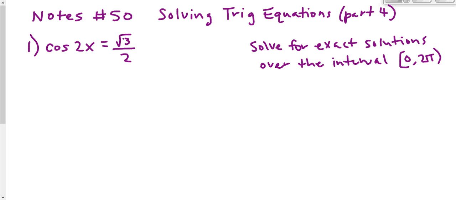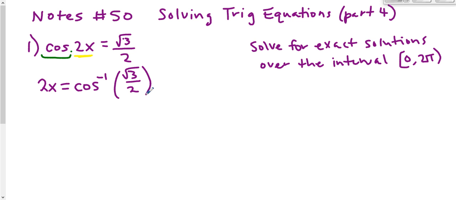So notice that we have 2x in here instead of just x. We call that a double angle. But if you just think about order of operations, the first thing you need to do to get x by itself is you need to undo the outside function, which in this case is cosine. So we're going to take the inverse cosine of both sides, and that leaves us with 2x equals inverse cosine of square root 3 over 2.